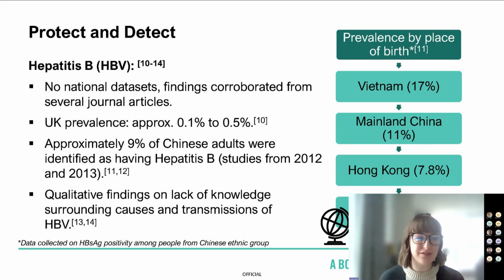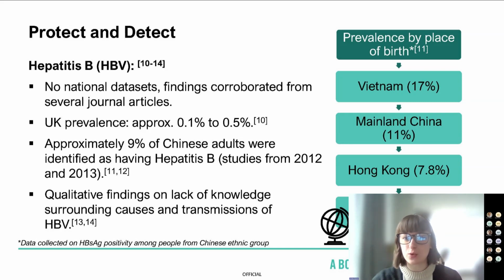And some of the qualitative findings backed this up, saying that there was a lack of knowledge on the transmission and the causes of hepatitis B, and some of the participants in these studies cited that a weak liver caused hepatitis B rather than the other way around. And the studies actually suggested that targeted hepatitis B screening and support for the Chinese community could potentially detect up to 30,000 cases of hepatitis B nationally. So there's a big potential gap in screening programs here.